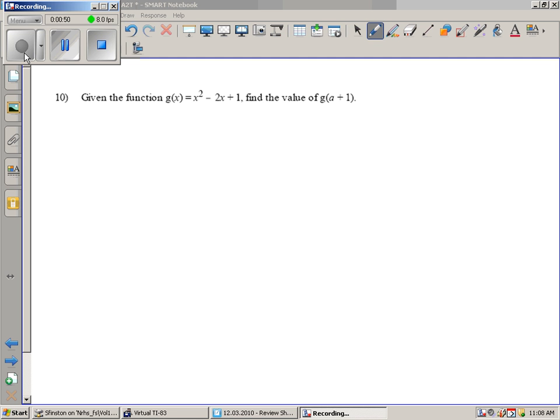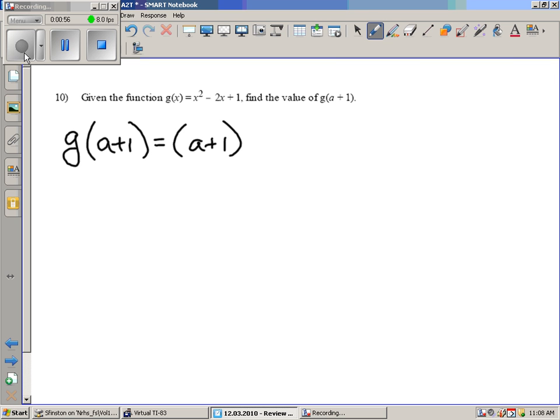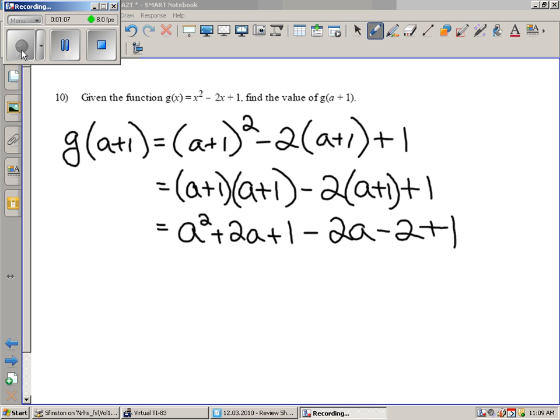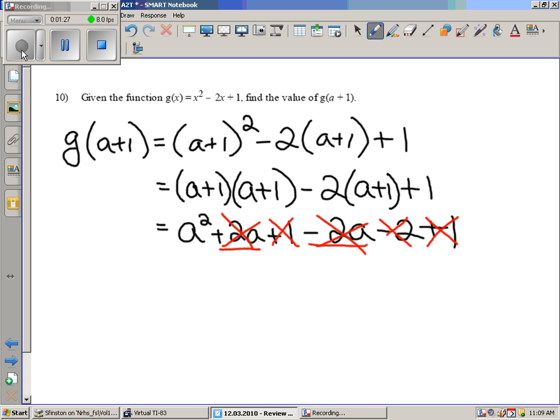Question 10. It's a function. It's a plug-in question. So just take a plus 1 and plug it in. Right? Next step. And here we go. Right? There we go. Next step. And then we're just going to combine like terms. So look, we have a 2 plus 2a and a minus 2a. So they cross off. And then we have plus 1 minus 2 plus 1. So all these basically cross off. And at the end of the day, you're just left with a squared. So g at a plus 1 is a squared. That's it.